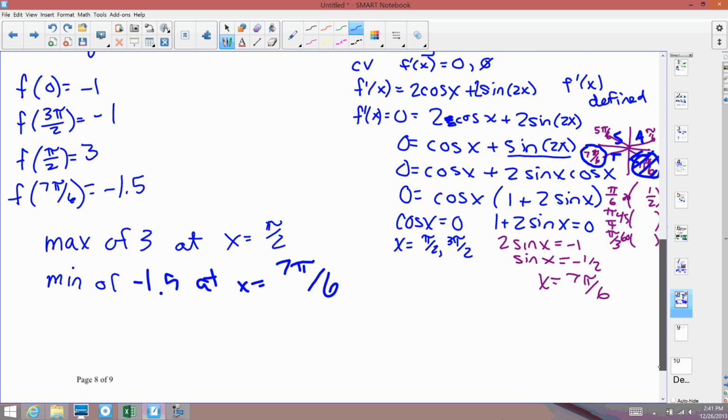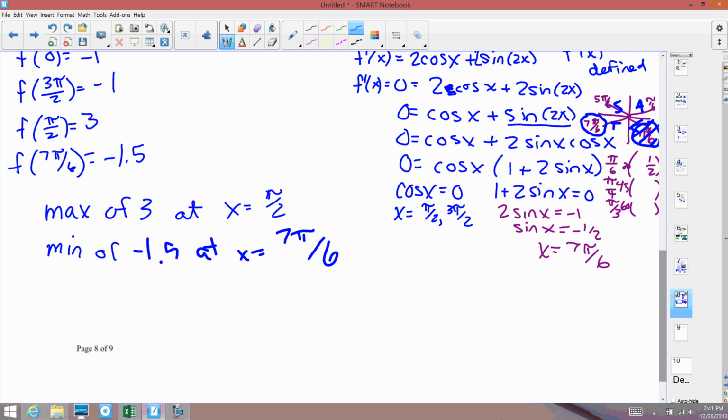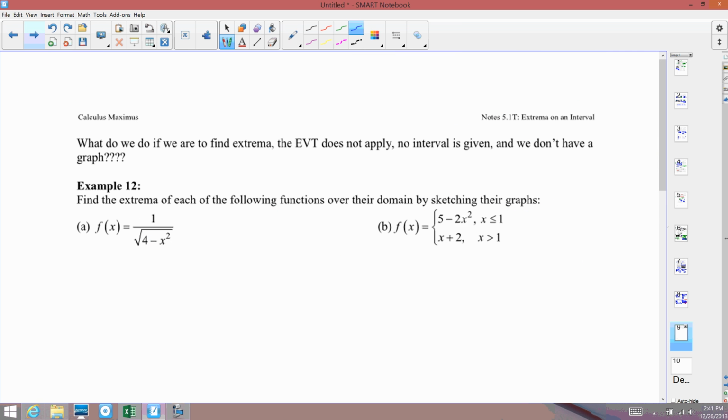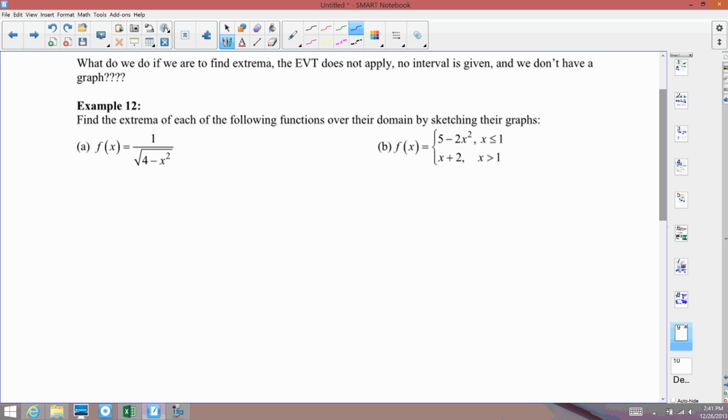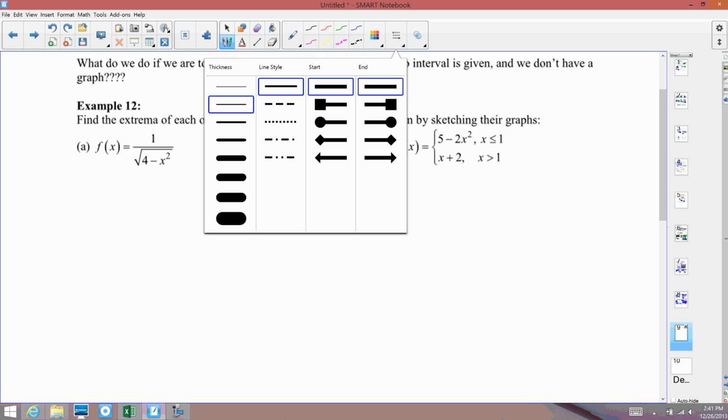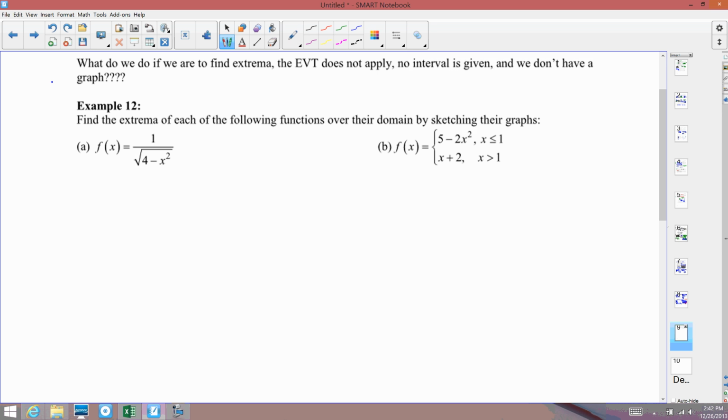So we have one problem left, and this one will be a little bit different. For both of these, we can't use the extreme value theorem, because we don't have a closed interval, and they're not continuous. Our function here, we're going to do it by sketching their graphs. Find the extrema over the domain.